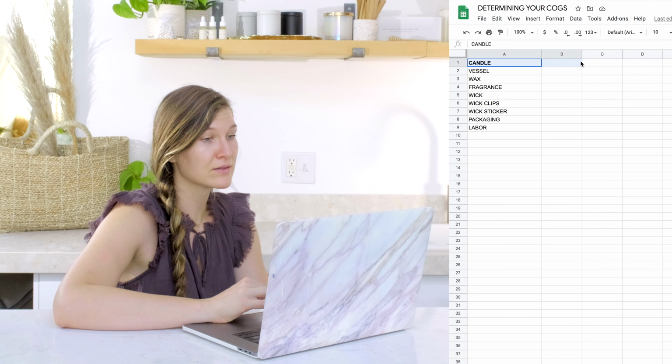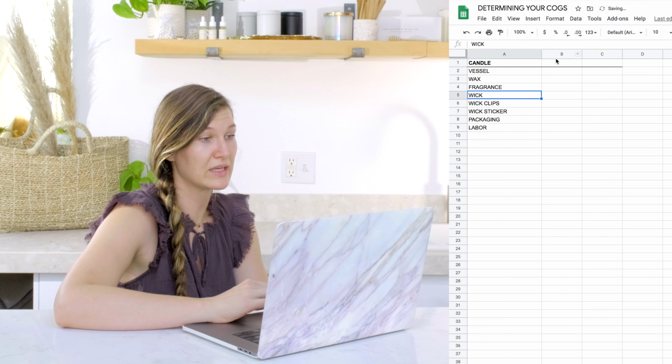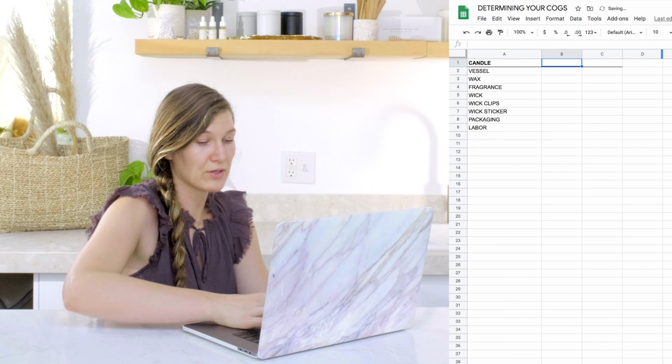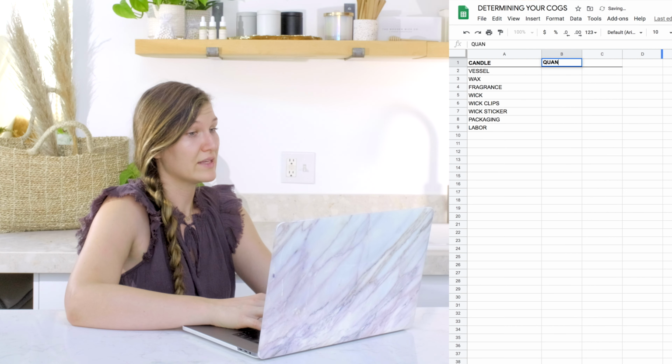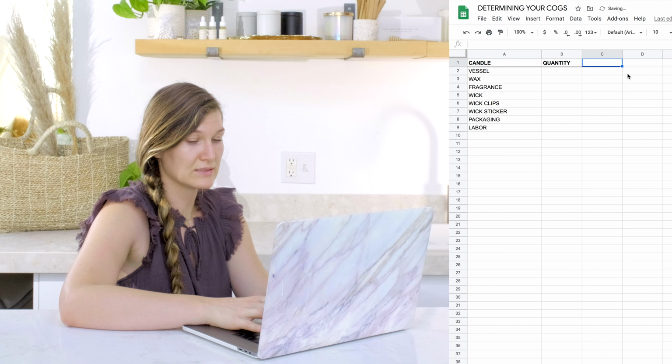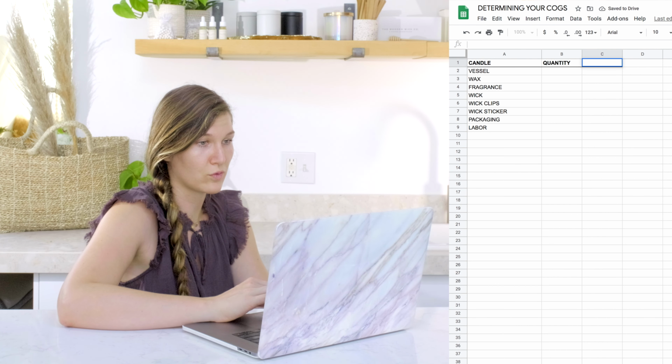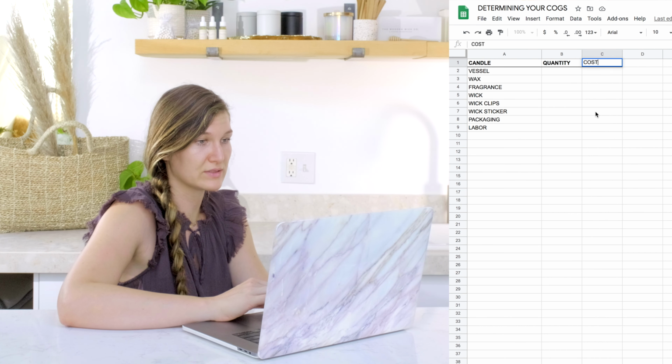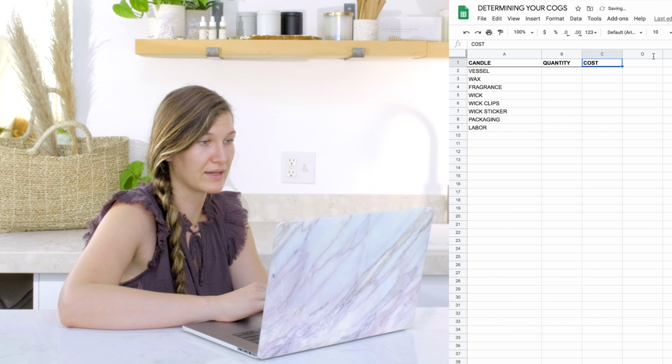So typically, I will list the components that are going into the product. I'm going to create a section that says the quantity, how much I'm using of it, and then the cost for it. So I'm going to add all of those together, obviously, to get my final cost.